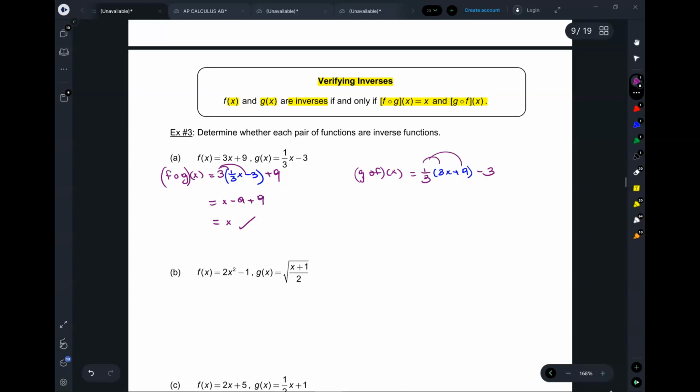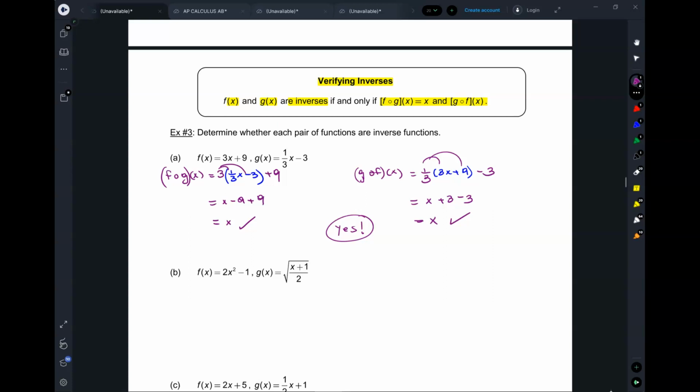Does it work? It's so awesome. x plus 3 minus 3 equals x. Yes, so they are inverses. Now, people always ask me, does it have to be x and x, or can they just be the same thing? Like, can it be 0, 0, 2x, 2x? No, it's got to be x and x.